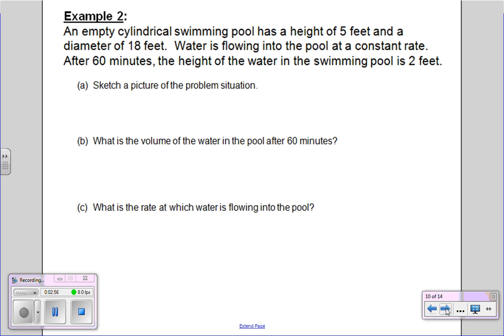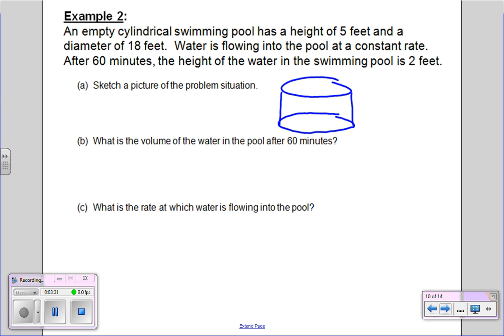All right, so that's kind of what we've been doing. Now let's take it a step further. Let's look at a different type of function application with these cylinders. Example 2 says an empty cylindrical swimming pool has a height of 5 feet and a diameter of 18 feet. Water is flowing into the pool at a constant rate. After 60 minutes, the height of the water in the swimming pool is 2 feet. It says sketch a picture of the problem situation. So let's just sketch a picture of this swimming pool.